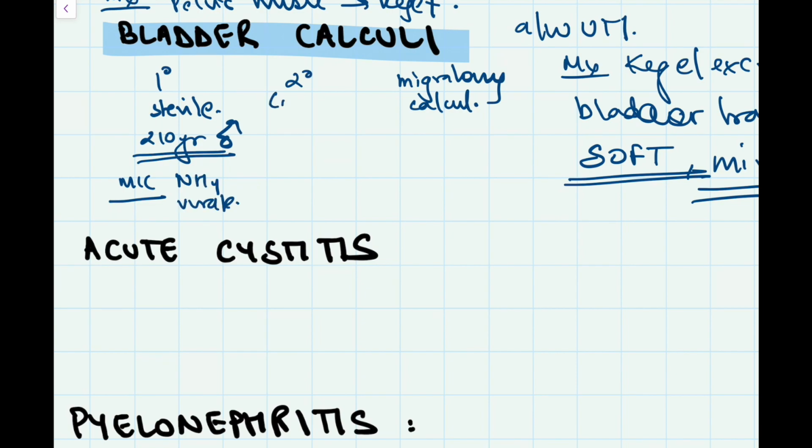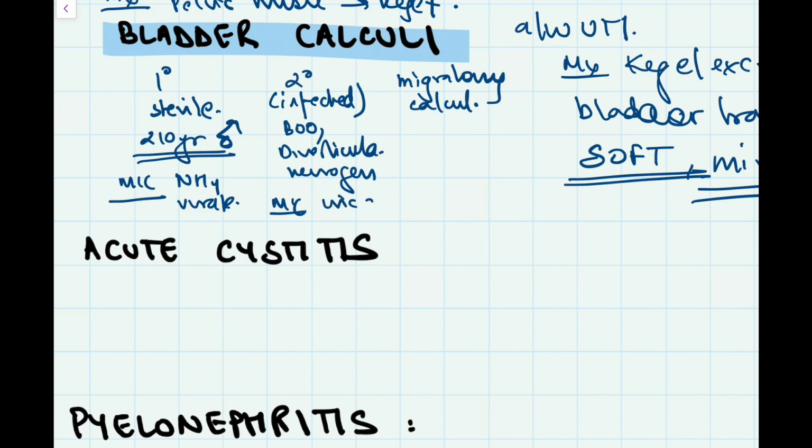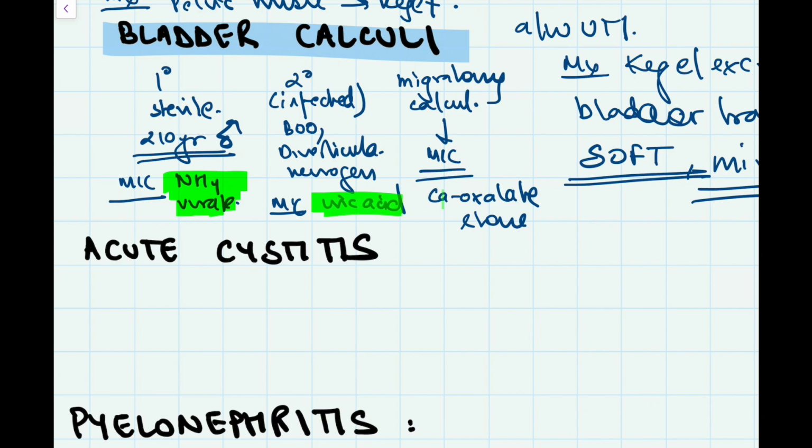Secondary is when the urine is infected, right? Like in case of bladder outlet obstruction, a diverticula, or neurogenic bladder. And here the most common stone is a uric acid stone. While for migratory stone, that is coming from the kidney, the most common stone would be the most common stone of kidney, which is the calcium oxalate stone. Right, remember the most common stones in primary, secondary and migratory.